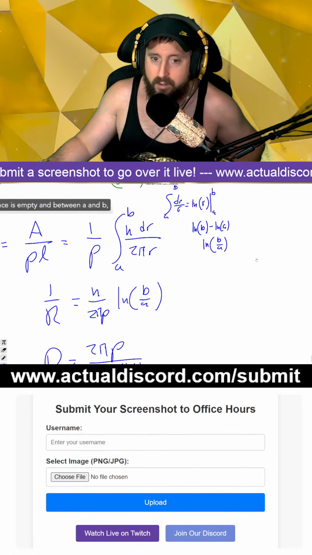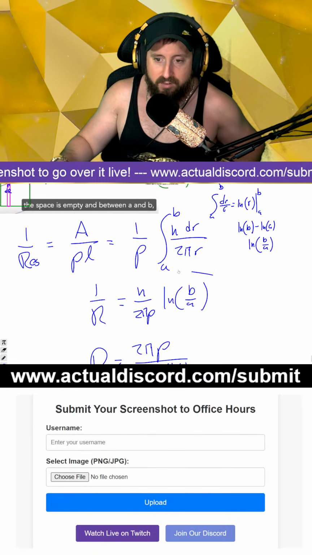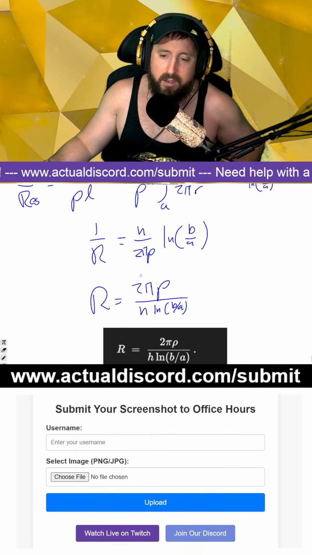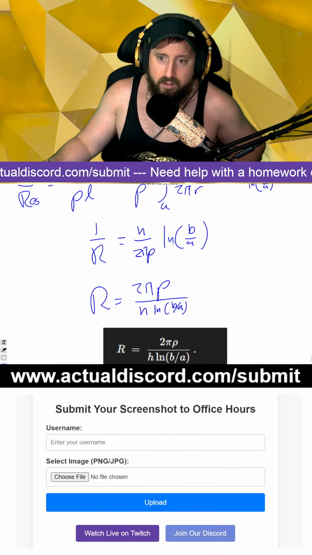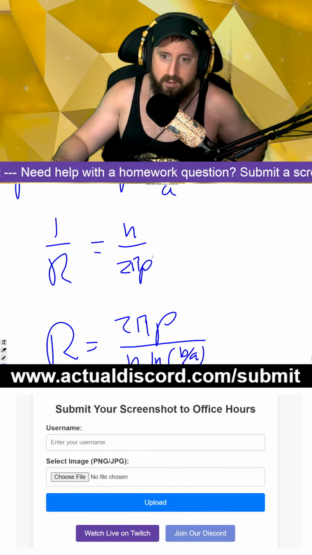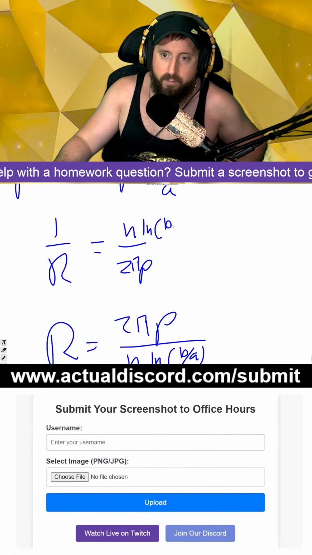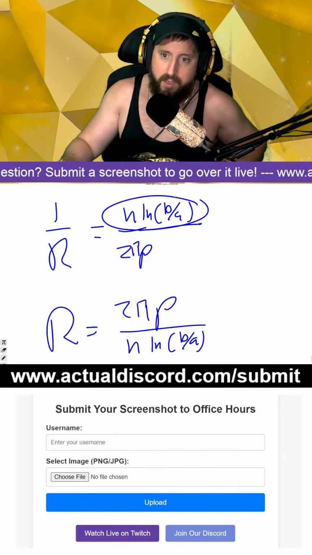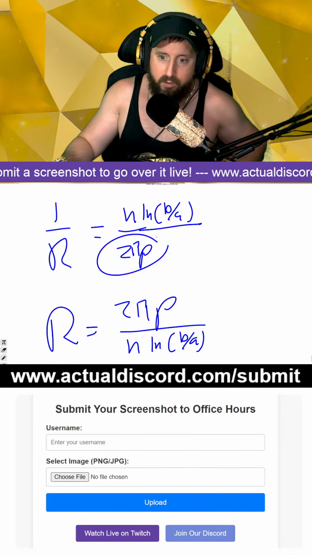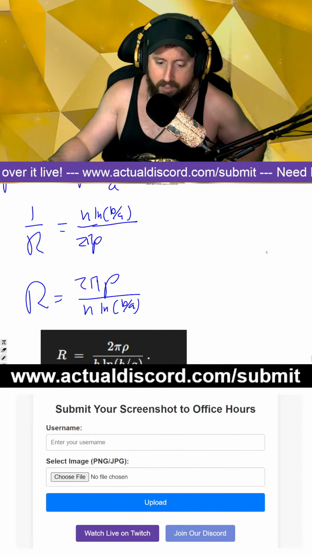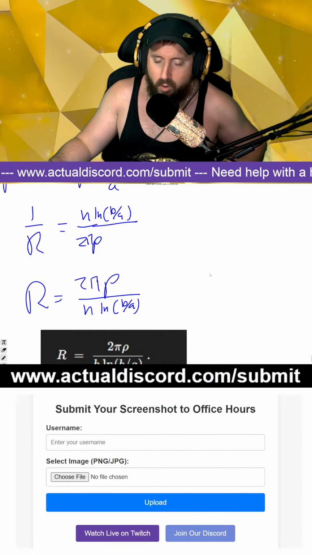No, you're okay. Oh, I see what you're saying. So this is on the top, right? So this is technically ln of b over a. When I flip it, this whole thing goes on the bottom, and this whole thing goes on the top. You are correct that... Well, no.